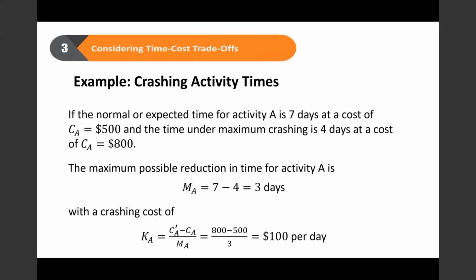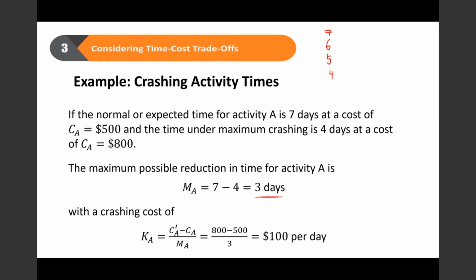Normal time, I do it in 7 days, or I can do it in 6 days, or 5 days, or 4 days. Nothing more than that, nothing less than that. So I can crash it for 7 minus 4, which is 3 days. The cost under normal time is 500. Under crashing time, it is 800.